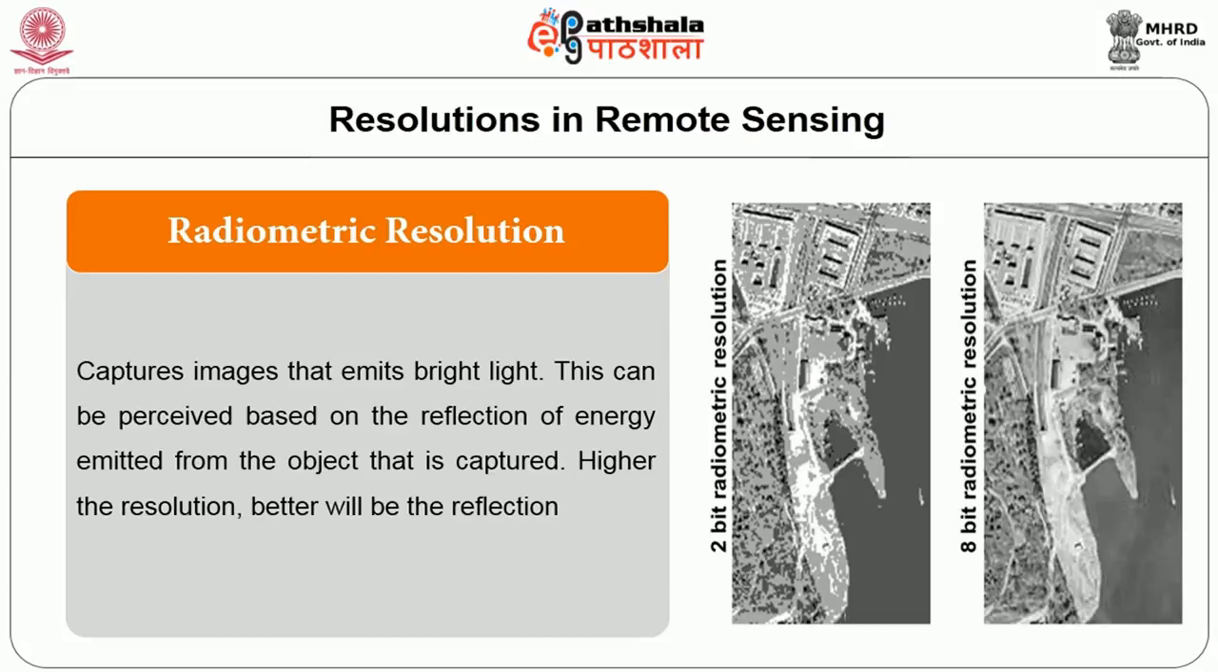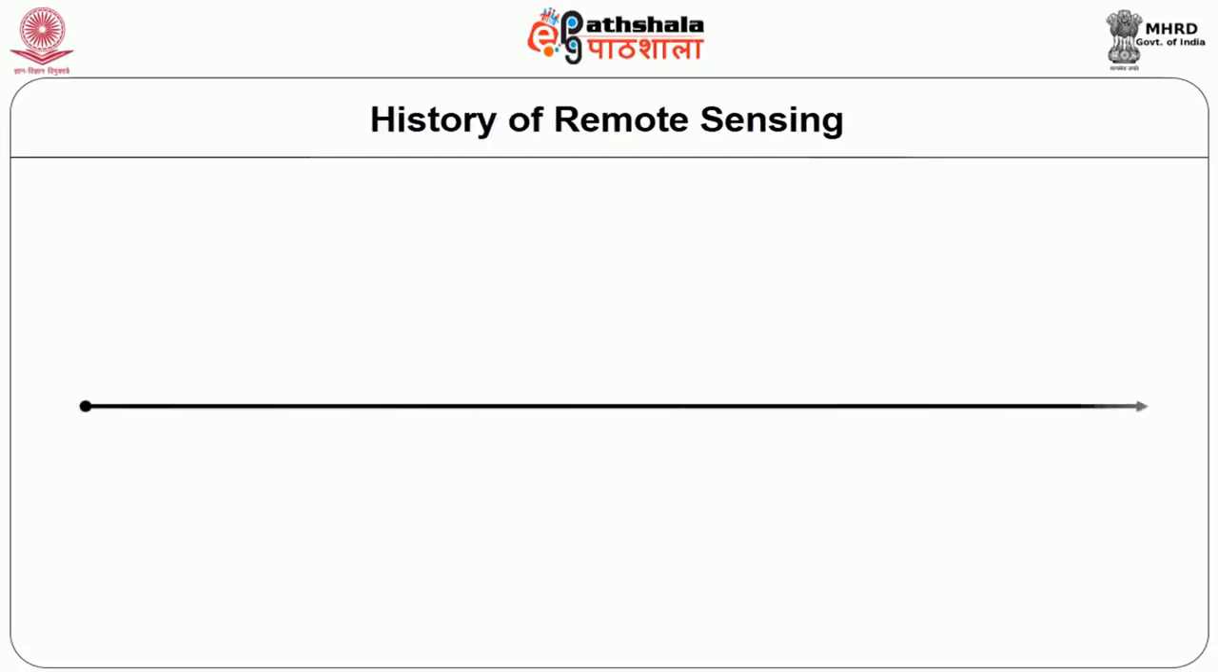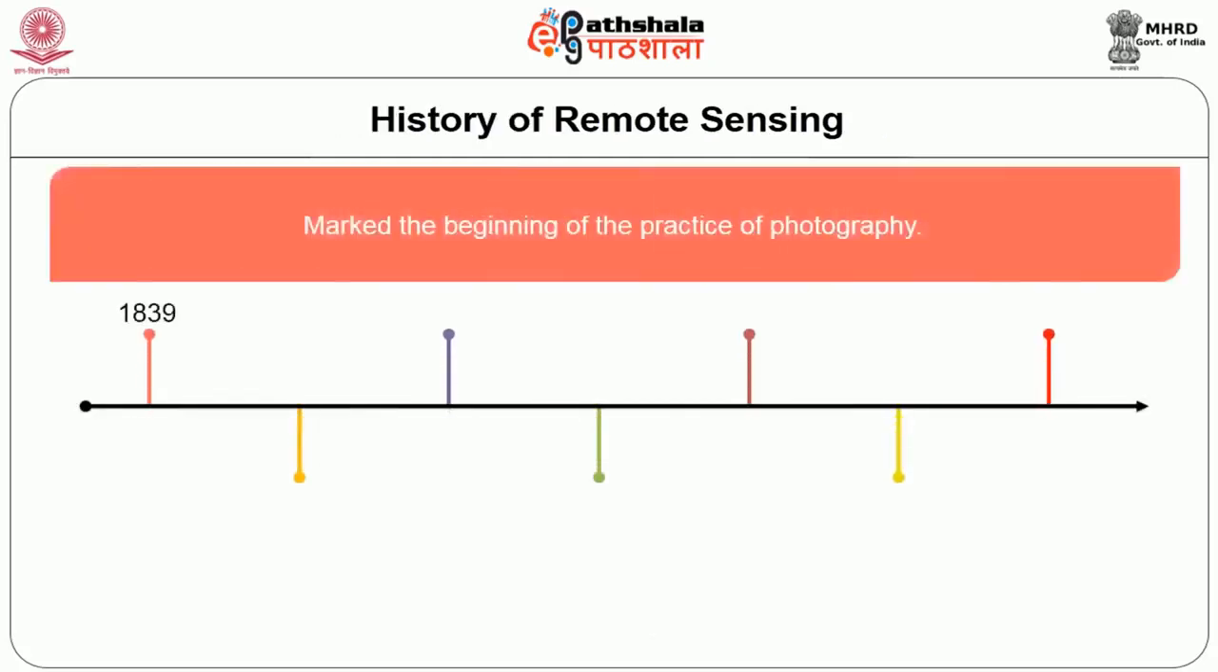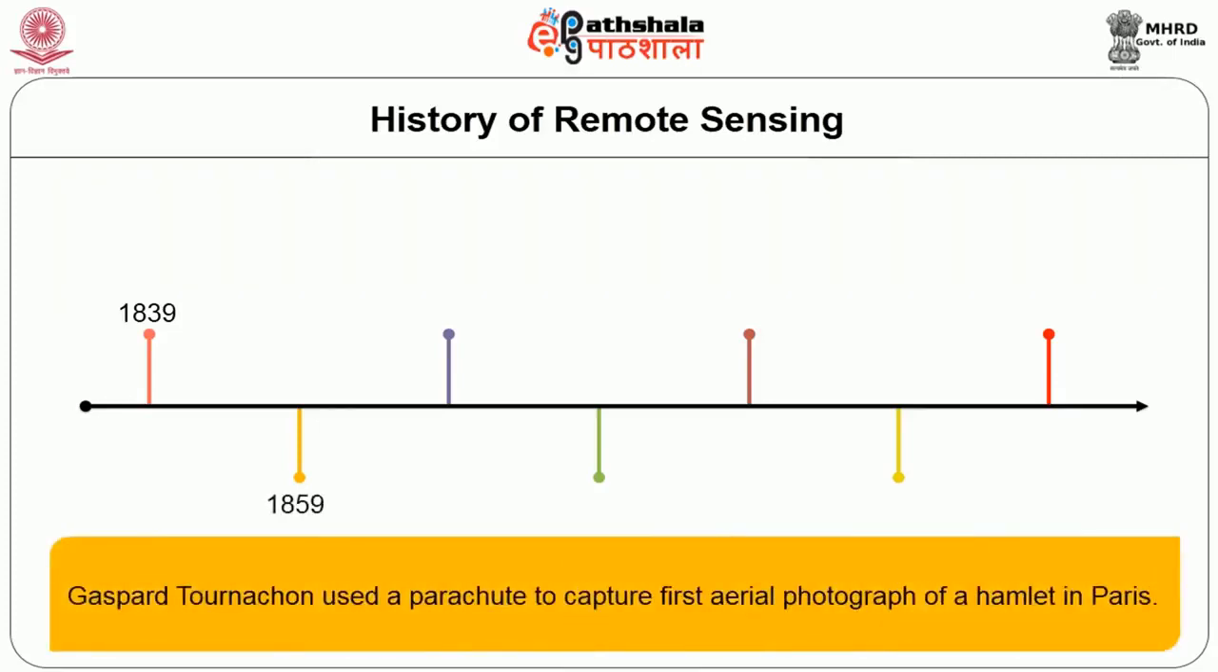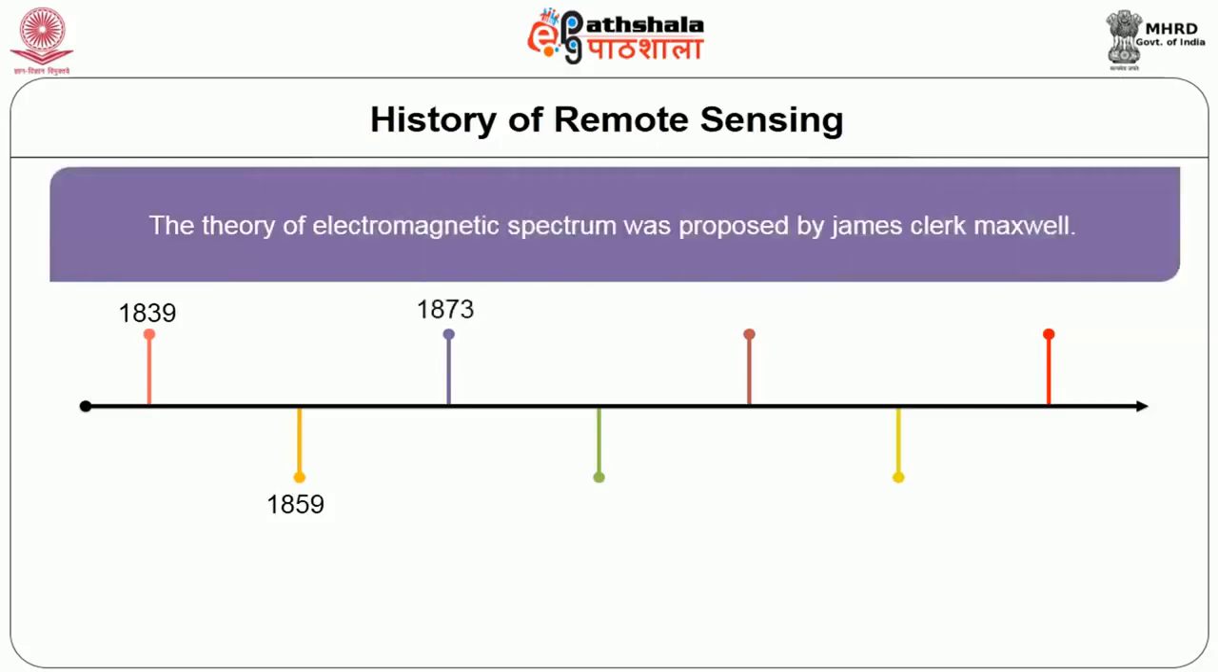Okay, so the process is not over if we don't read the history, because history is the backbone of everything. History of remote sensing, how this technology was developed. It all started in 1839. It is the beginning of the practice of photography. And in 1859, a person called Gaspard Tournachon used a parachute to capture the first aerial photograph of a small hamlet in Paris. In 1873, the theory of the electromagnetic spectrum was proposed by James Clerk Maxwell, and even today, his theory stands to be the best theory for the electromagnetic spectrum.